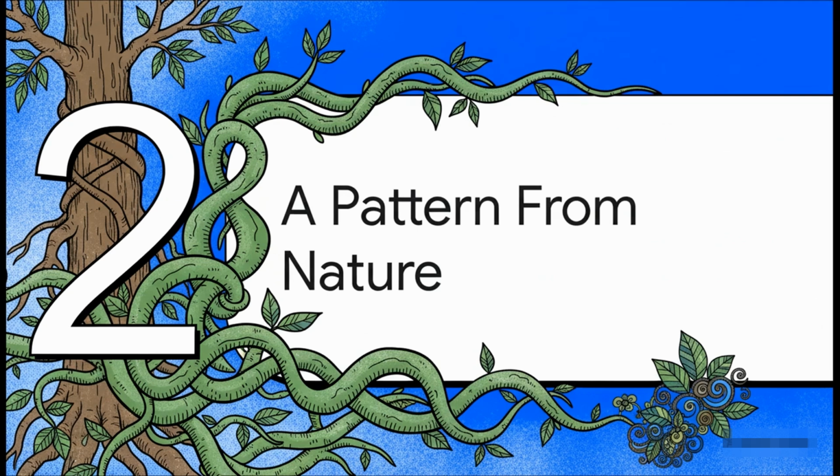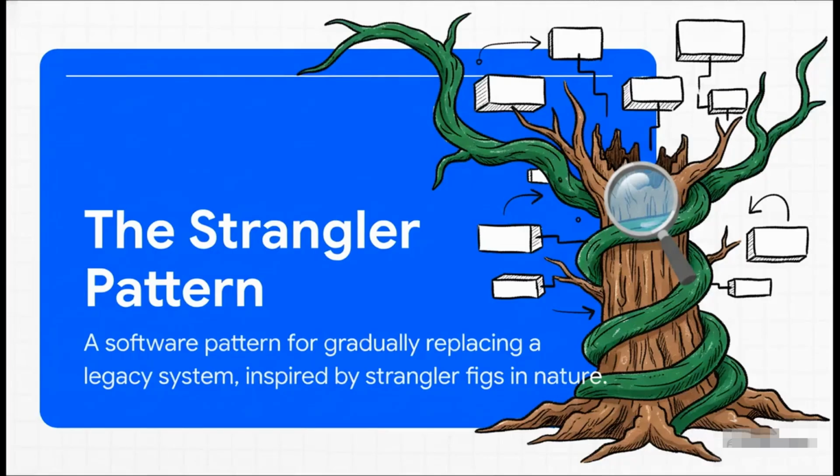This is where we get to a pattern that's literally inspired by the wild. And here it is, the Strangler Pattern. The name was coined by the great Martin Fowler, and it's a pattern for replacing an old system, gradually. It gets its name from the strangler fig, which is a plant that starts growing on a host tree. Over time, it wraps its roots all around the host until it completely envelops it and becomes the new tree. And that's exactly what we're going to do with our software. We build a new system around the old one until eventually the old system just withers away.